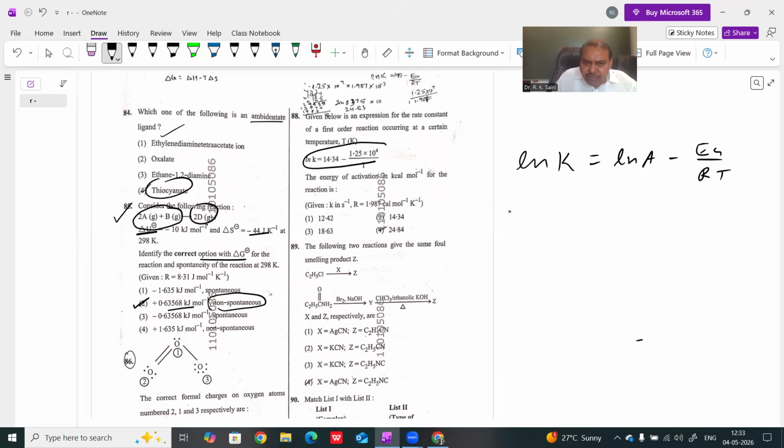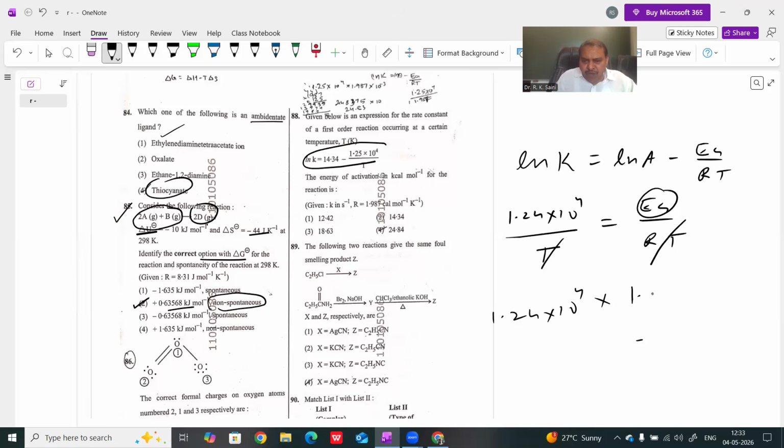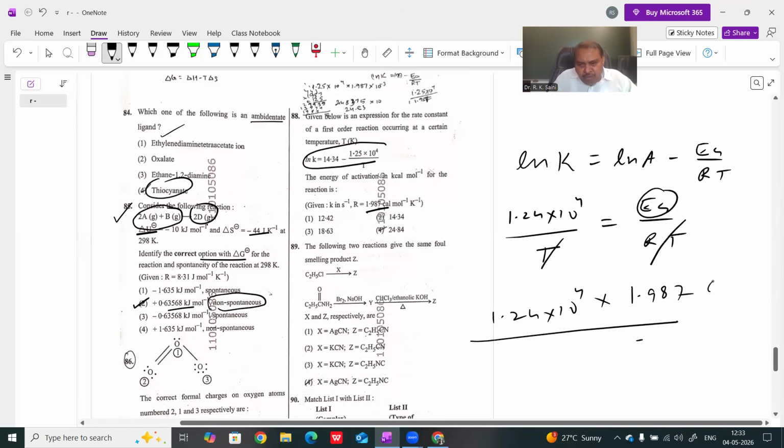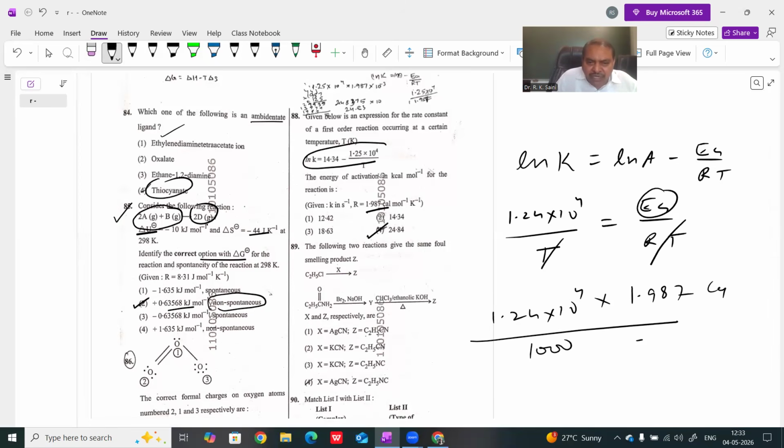It means 1.24 into 10 to the power 4 upon T equals Ea upon RT. So Ea equals 1.24 into 10 to the power 4 into R, and the given value of R is 1.987. This value is in calorie, and to make it kilocalorie, divide by 1000, and hence the answer is 4.